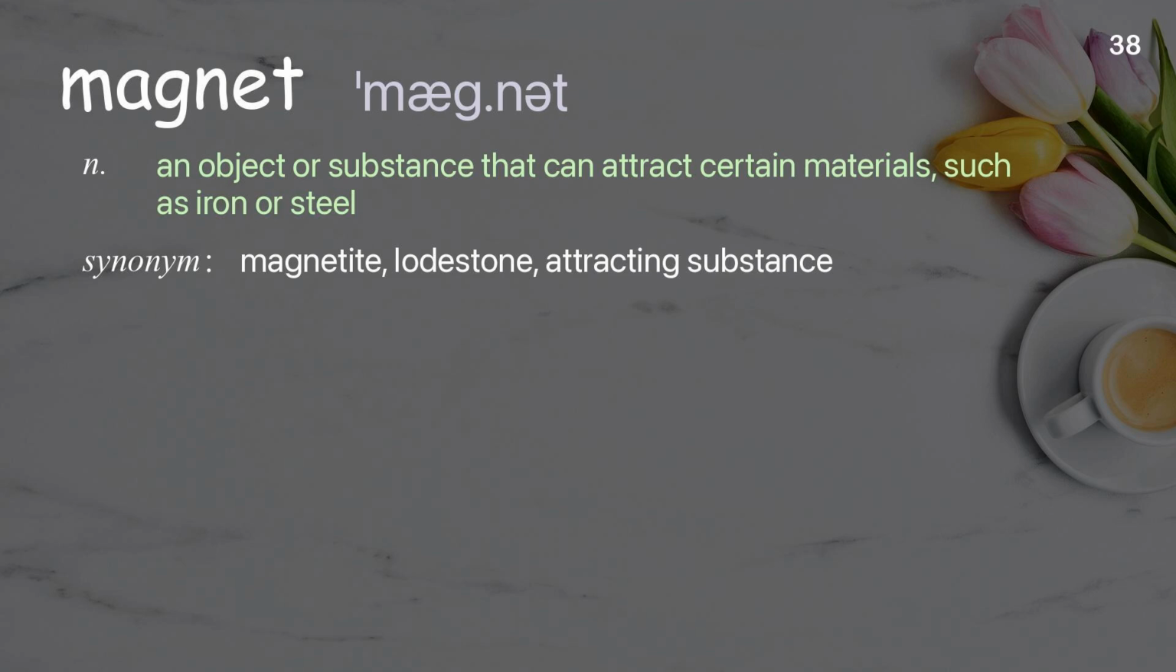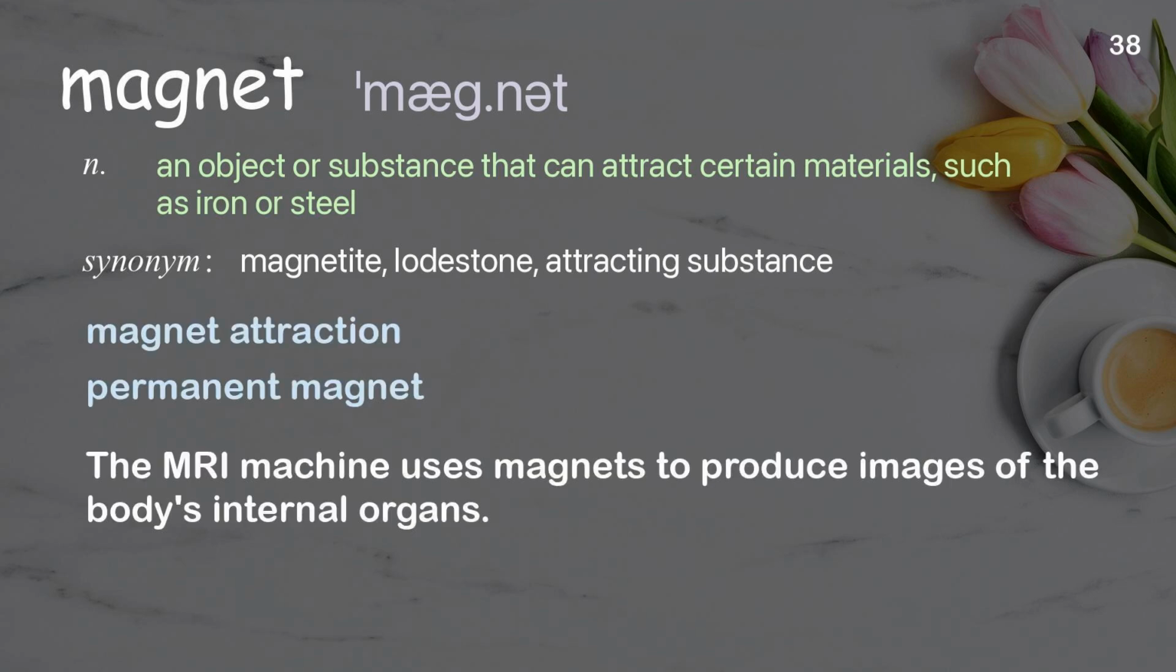Magnet. An object or substance that can attract certain materials, such as iron or steel. Examples: Magnet attraction, permanent magnet. The MRI machine uses magnets to produce images of the body's internal organs.